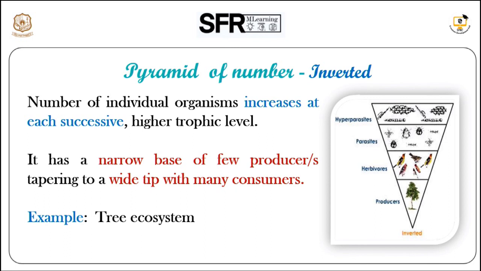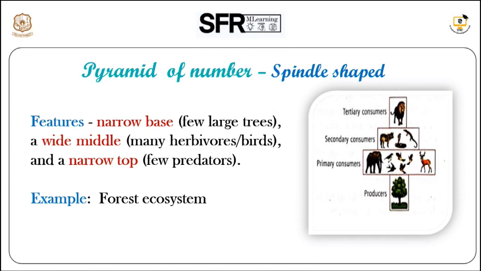But if you come to the next level, the herbivore level, there will be so many insects, pests or birds that may visit the tree. So that number will be more. And then if you see the parasites which are present in the plant or tree itself, and you can find in the body of the birds also, that number will be still more. Because of this reason, the pyramid of number is inverted in a tree ecosystem. Here you can find a narrow base with few producers and a wide tapering region with so many carnivores.